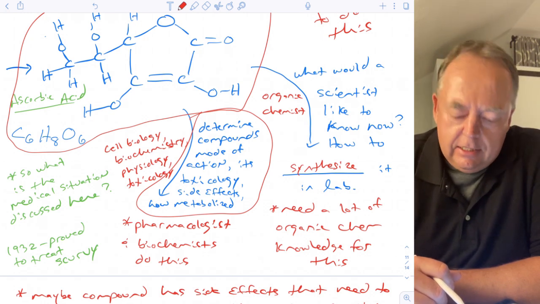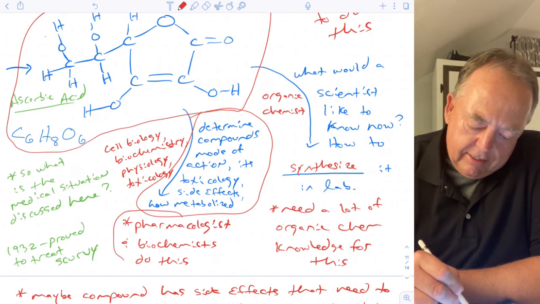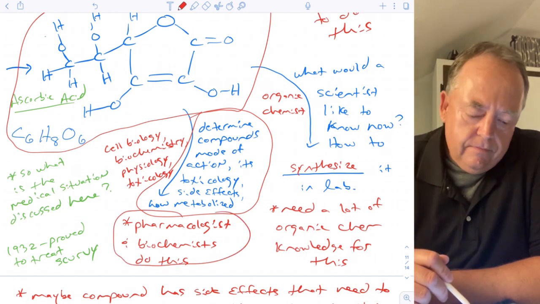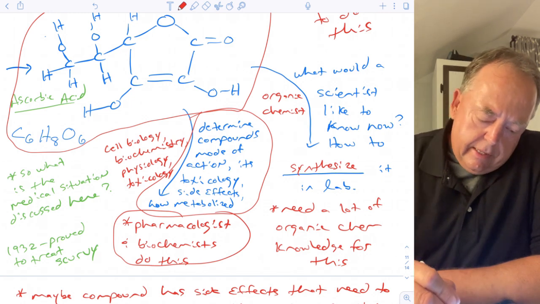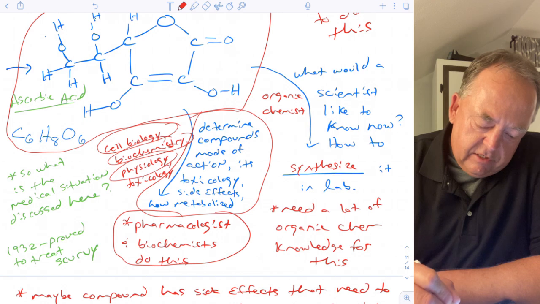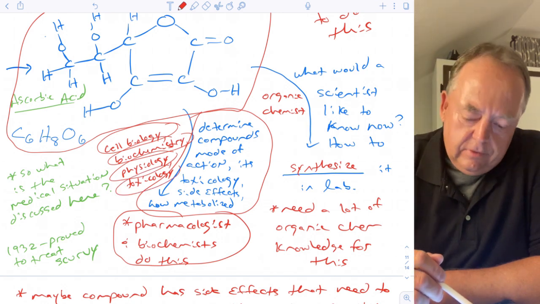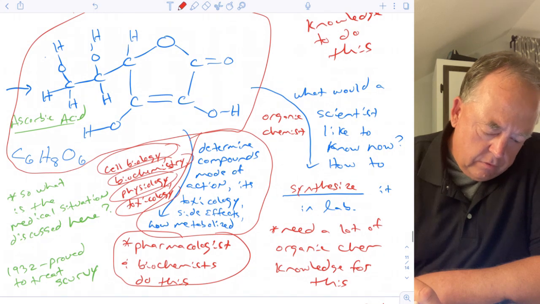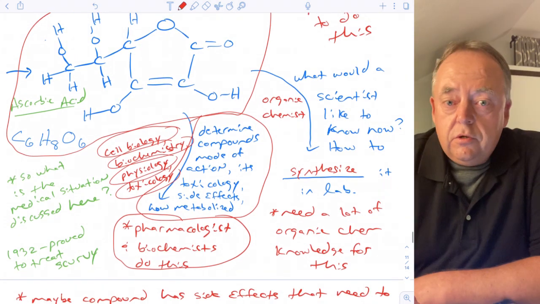How is it metabolized in the body? Scientists that do that are called pharmacologists, and biochemists do that as well. To do that, you need a lot of cell biology, a lot of biochemistry, some physiology, some toxicology, right? So this is basically how drugs are discovered.